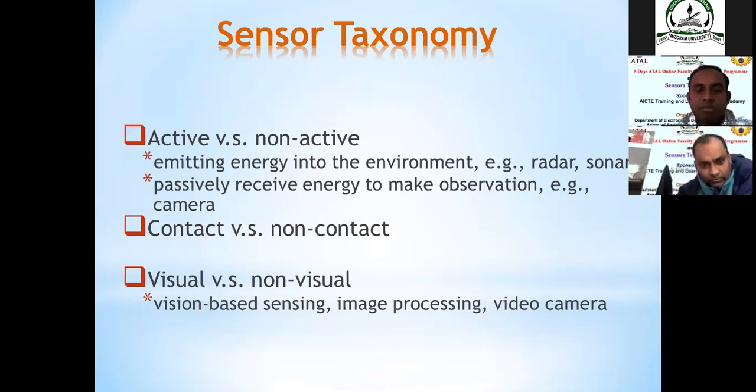Now similarly, if we require contact for the sensing, then it is a contact type, or otherwise non-contact. Similarly, visual and non-visual also. Under the visual category come image processing, video camera, and the CMOS camera. Those CMOS image sensors will come under this.